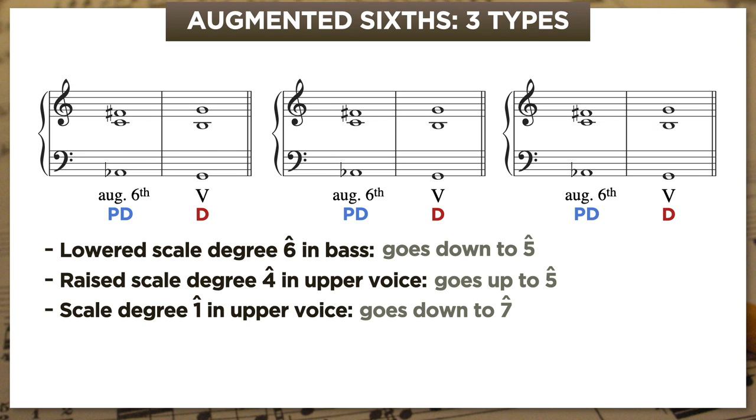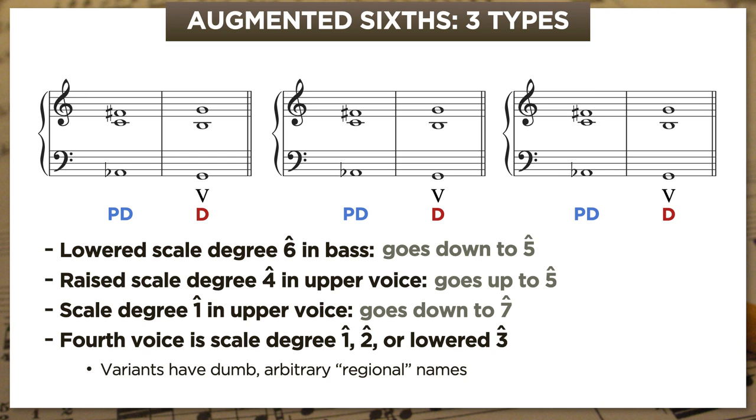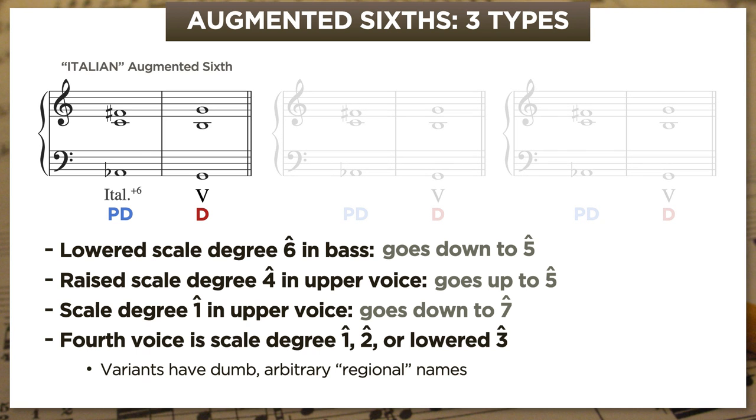So altogether, these three notes give us the essential sound of the augmented sixth chord and its resolution. But there's usually a fourth note as well, and it is going to be scale degree 1, 2, or lowered scale degree 3. That's the only difference between the three types. And as you'll find out momentarily, these three variants all have dumb and totally arbitrary names inherited from various Western European countries. We begin with the so-called Italian augmented sixth.